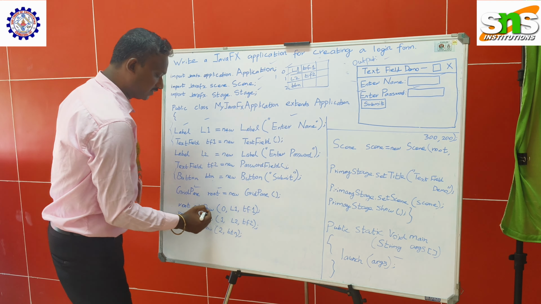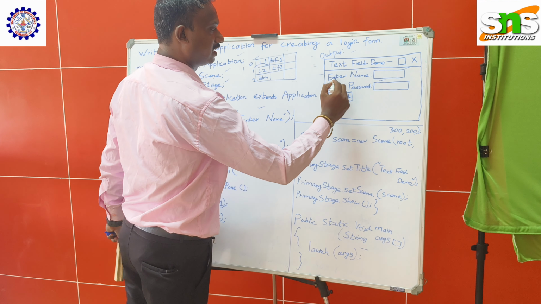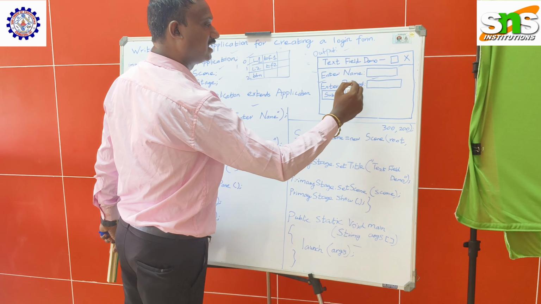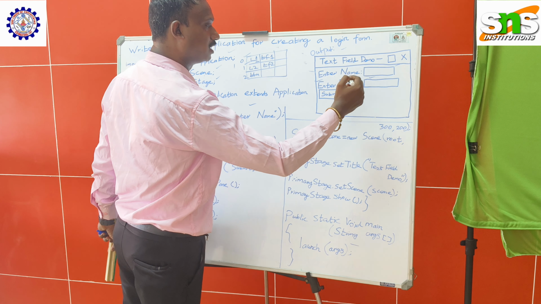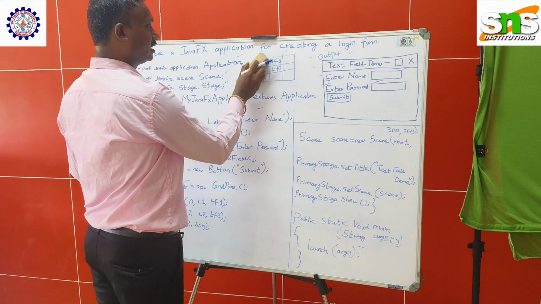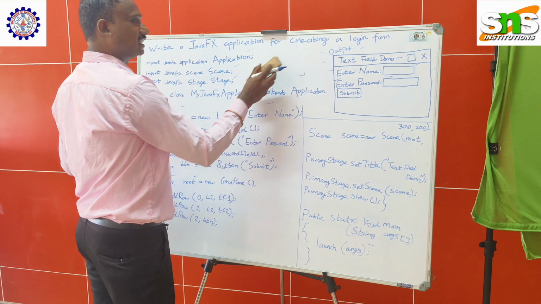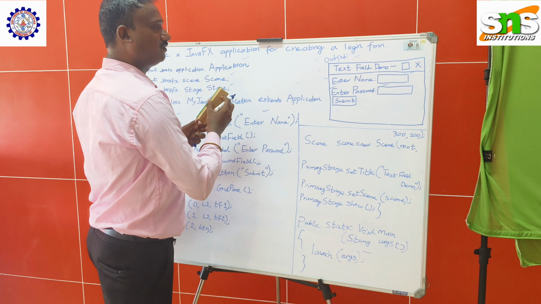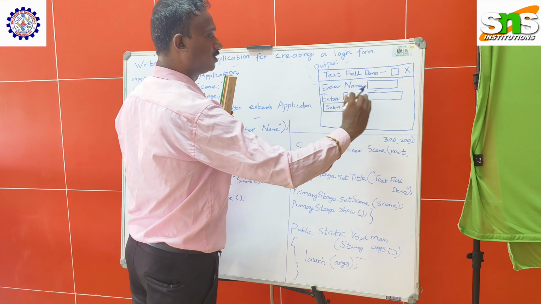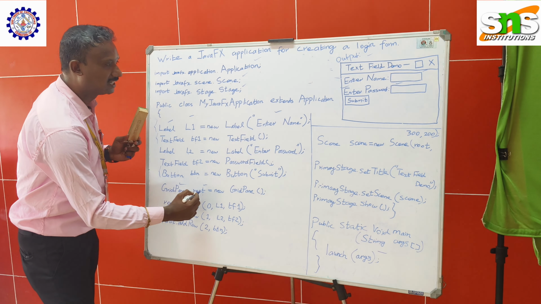After adding these three things, the output is displayed like this. The label and the corresponding text field appear, the enter password label and its corresponding text field appear, and below that, the submit button appears. If you do not create a GridPane and add these things, the labels and text fields appear somewhere in the window, not horizontally or in a proper way. So if you want everything to appear in a proper way, we need to use the GridPane.